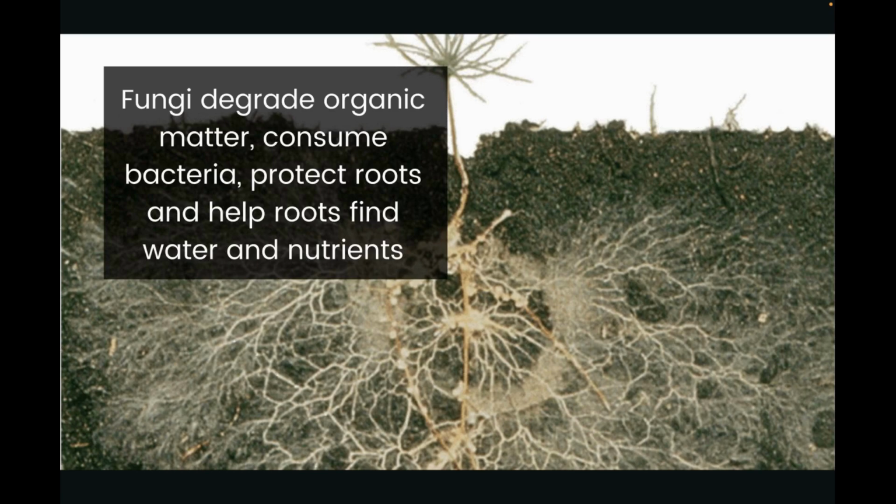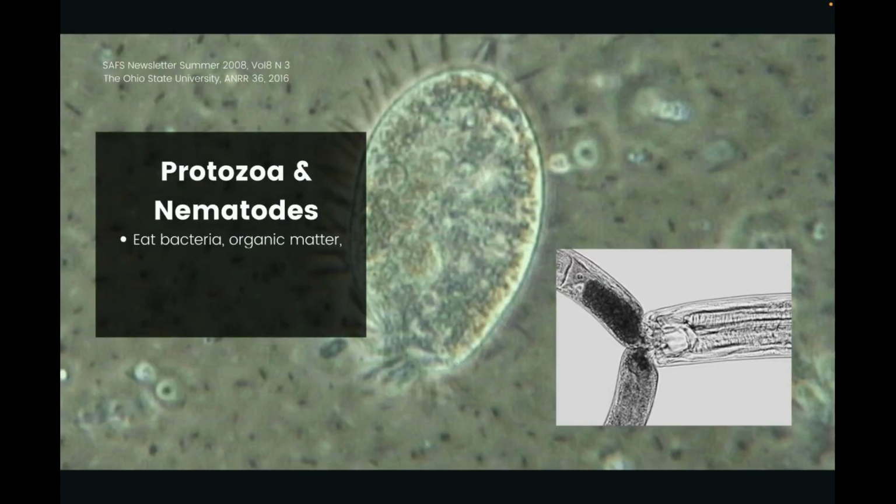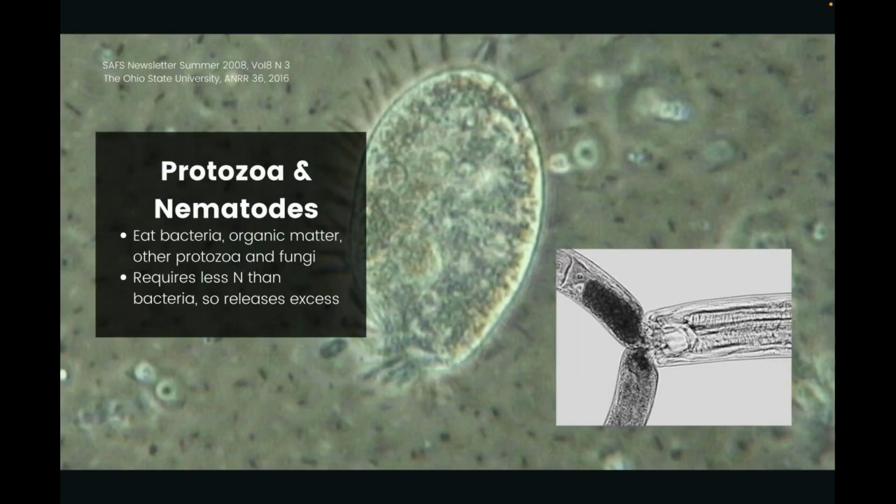How does that translate to a golf course, for example? Well, you have thatch buildup. If you have thatch buildup, that's because you don't have enough fungi degrading that at the same time. You shouldn't actually have that buildup if you have a balanced soil ecosystem. So the fungi can consume the bacteria, protect the roots, and help the roots find water and nutrients through that whole system we just talked about, creating a porous soil, creating more organic matter, creating more food sources for the soil food web to function properly.